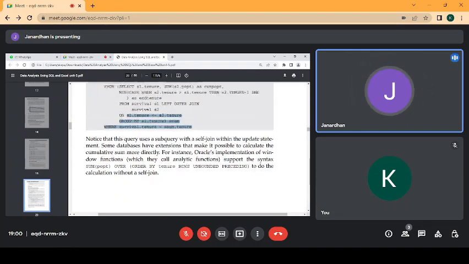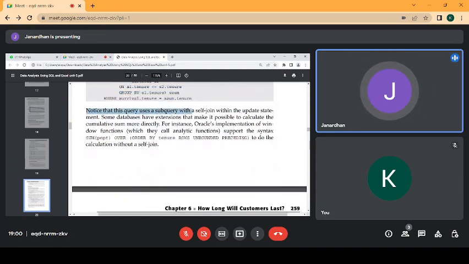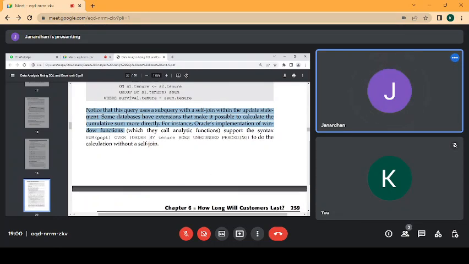Notice that this query uses a subquery with a self join within the update statement. Some databases have extensions that make it possible to calculate the cumulative sum more directly. For instance, Oracle's implementation of window functions supports the syntax sum of POPT over order by tenure rows unbounded preceding, to do the calculations without a self join.